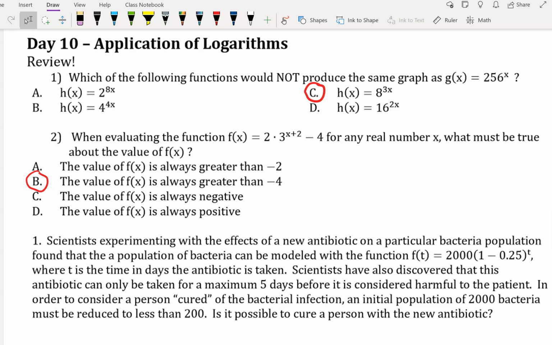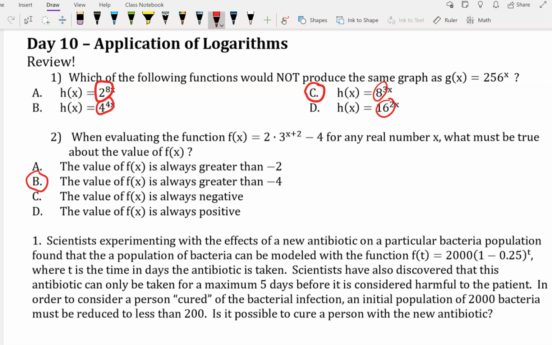For number one, I would just see which of these does not simplify to be the same thing as 256. So I just used my calculator and did 2 to the 8th power is 256. 8 to the 3rd power was not 256, so our answer is C.